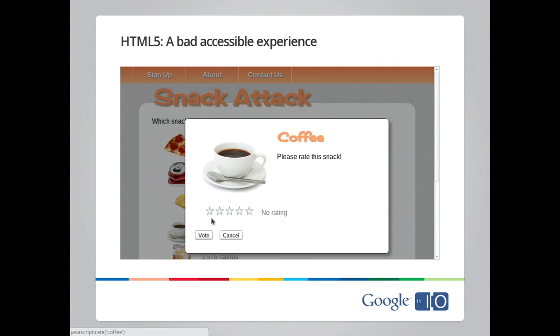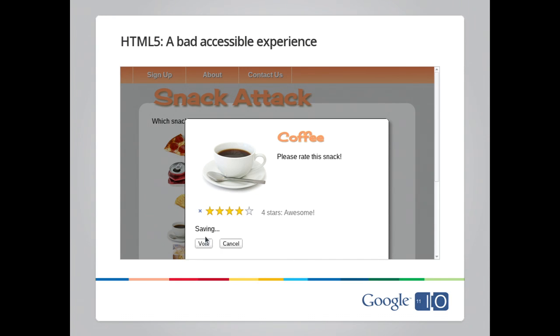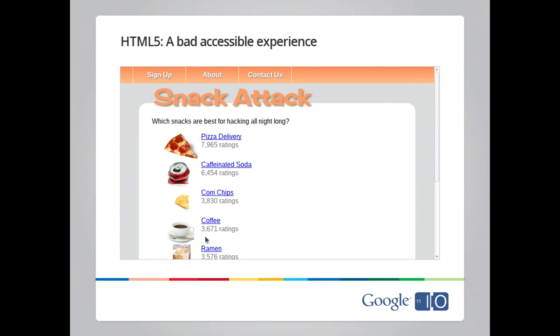I see some stars, and it looks like this is an opportunity for me to rate this. I'll give this 4 stars. And there's a vote and a cancel button. I click vote. Now it says saving, and the dialog box disappears. So far, this sounds like a great experience.